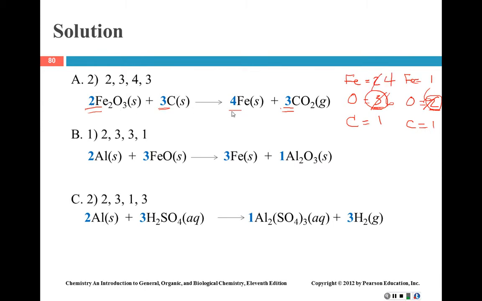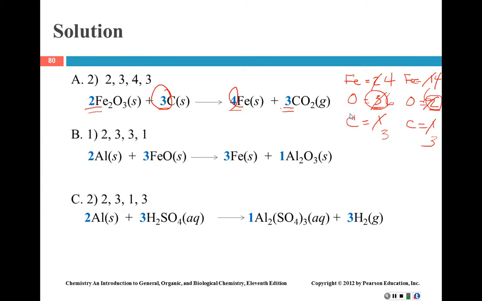And so since I only have iron by itself, I can multiply it by whatever I want to, which would be 4. And then I've got 3 carbons, and so I can multiply it by anything I want to. And so I multiply it by 3, and that gives me 3 on each side. And so 4 irons, 6, 2 times 3, 6, and 3 times 2, 6 oxygens, and 3 carbons and 3 carbons. So I've got that one.